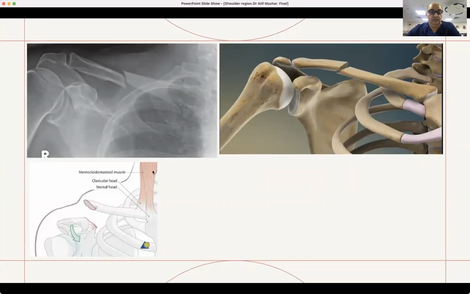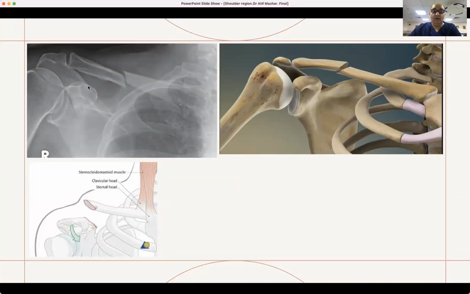So now this image will make it very clear. Medially, on the upper part of the clavicle at this location, we have the attachment of a very strong muscle, which is called the sternocleidomastoid. And as this clavicle is now free because it's broken, this muscle tends to lift this broken segment up. That's why you can see it's going upwards. And the lateral end stays where it is.